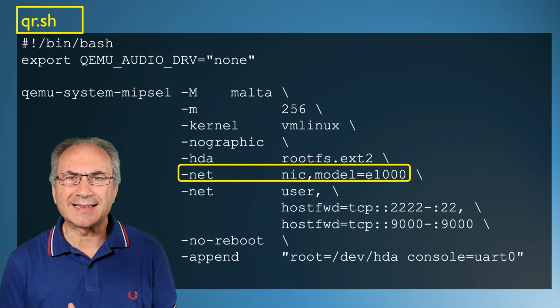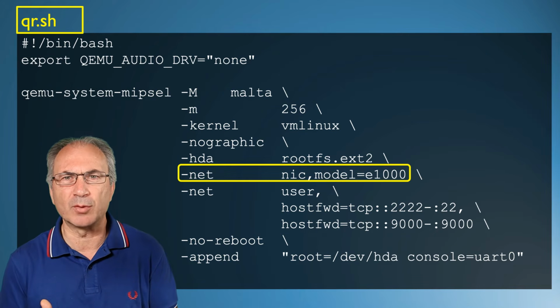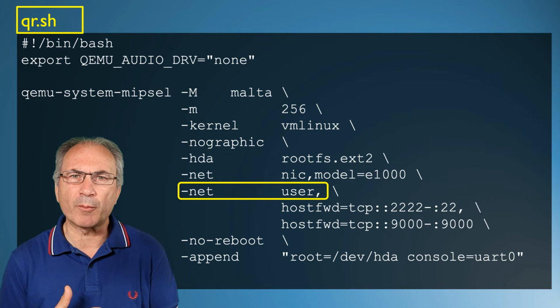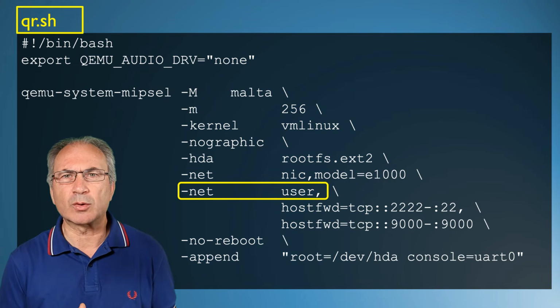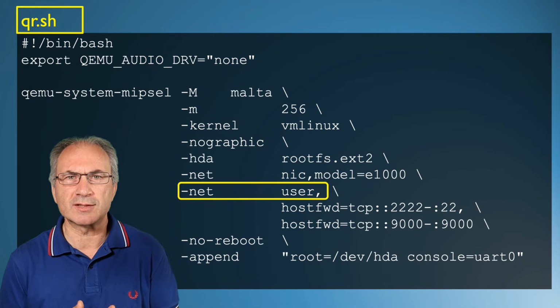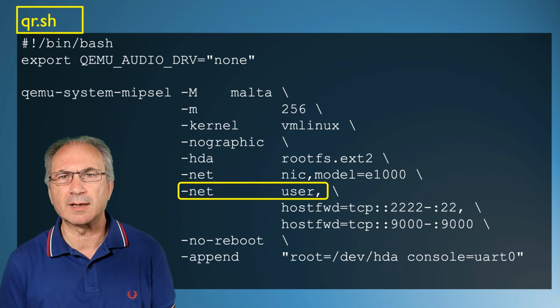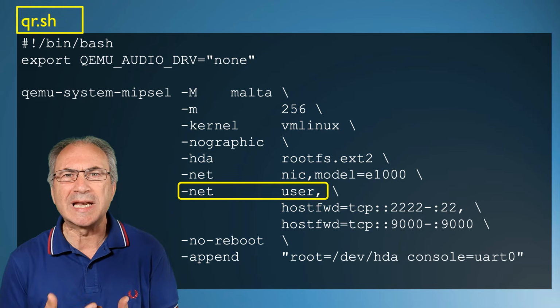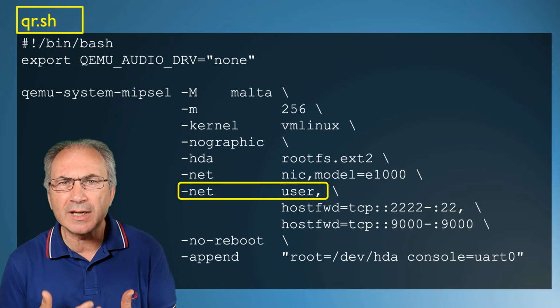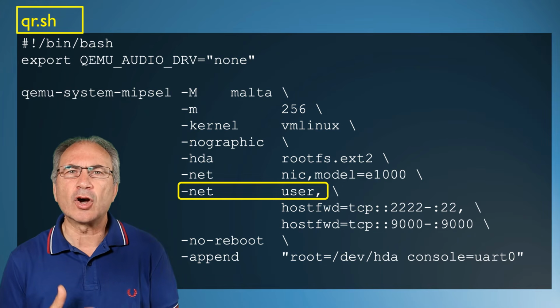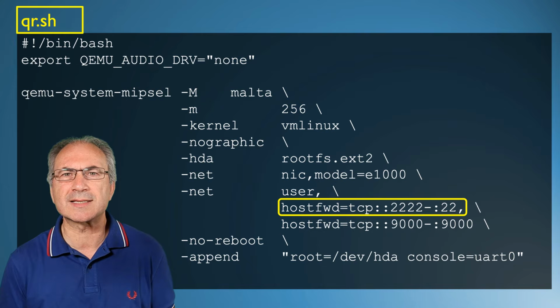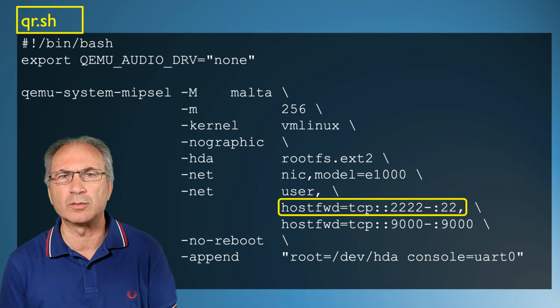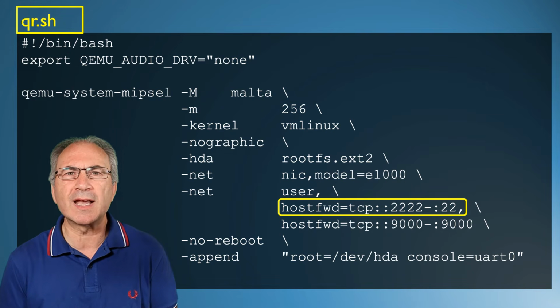The -net nic option creates a new virtual network interface card and specifies the model. The related driver must be included in the kernel. The -net user option uses the user mode network stack that doesn't require root privileges to run. With this option, a normal user can emulate the board, and the board will have a virtual interface that can communicate with the QEMU application. The hostfwd option tells QEMU to accept a connection on port 2222 and forward it to the guest port 22. This will be used to log in via SSH.